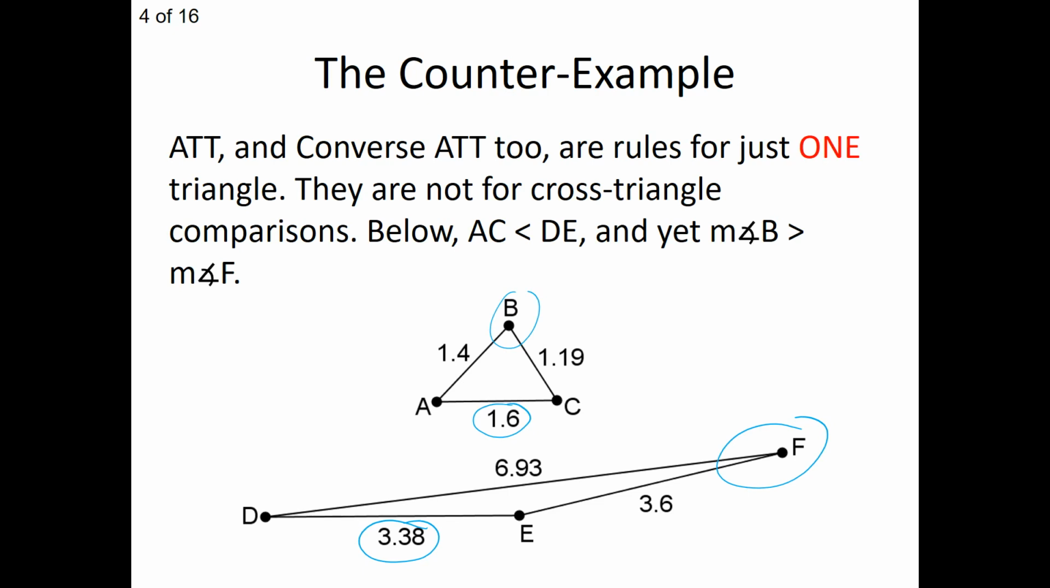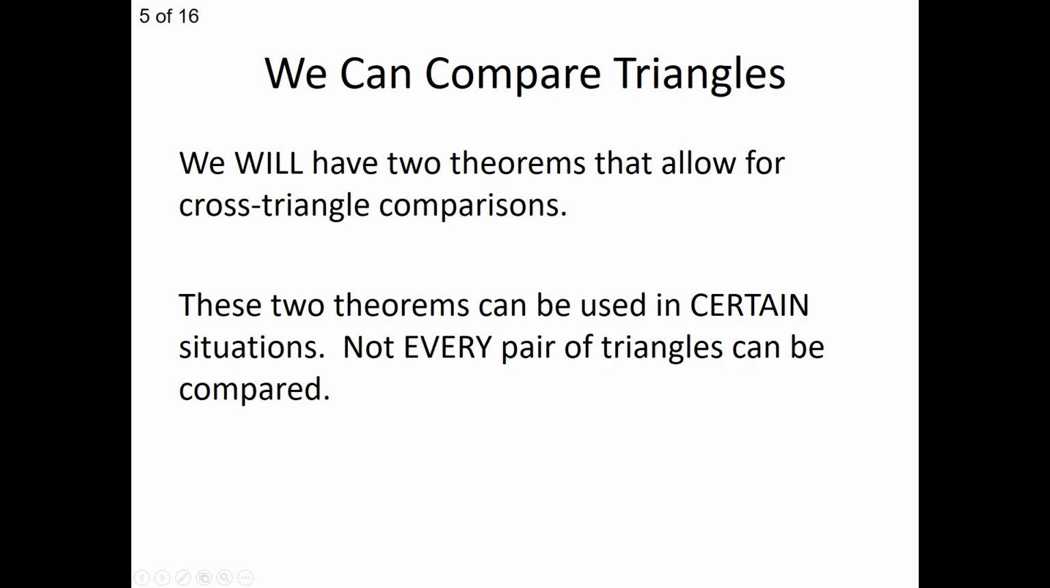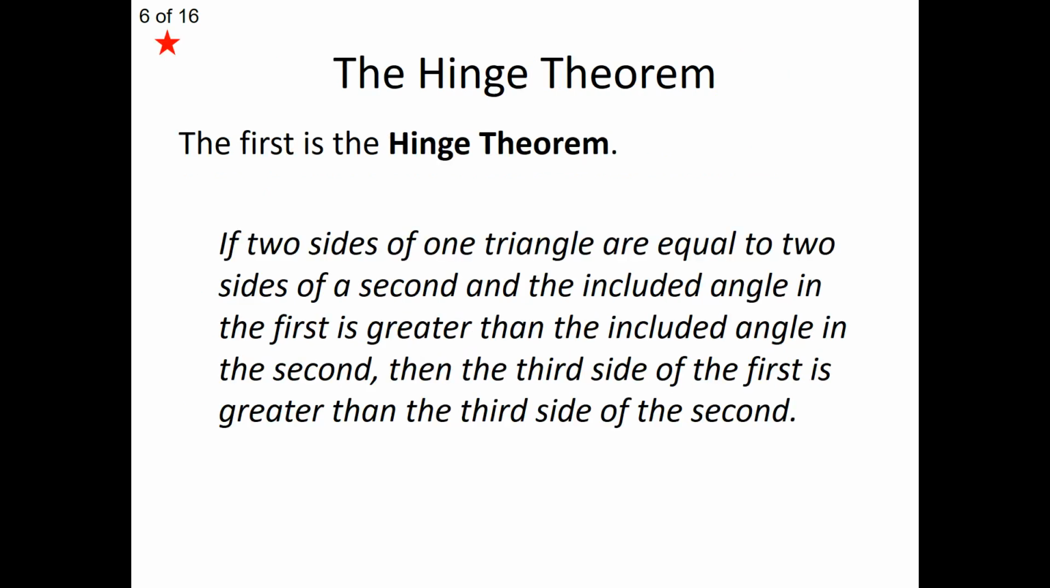So why are we talking about this? Well, because we can cross-compare between triangles, however, not in any case. We have to have some special relationships between the two triangles in order for us to compare cross angles and cross sides. If I want to claim one side of a triangle is greater than a side of another triangle, then something has to happen between those two triangles first. There has to be special things going on, special relationships, in order for me to cross-compare. And that's going to lead us into our two theorems today, the Hinge Theorem and the converse of the Hinge Theorem. Let's talk about the Hinge Theorem first.